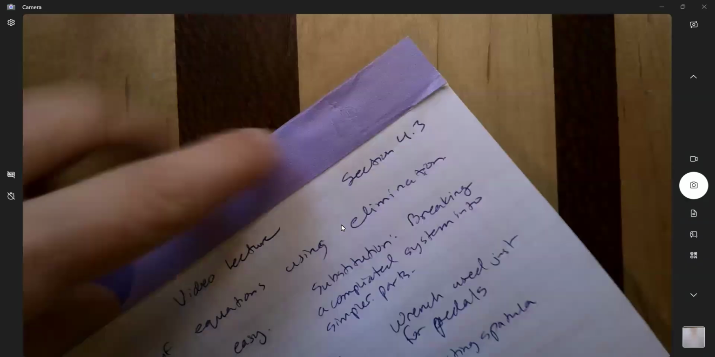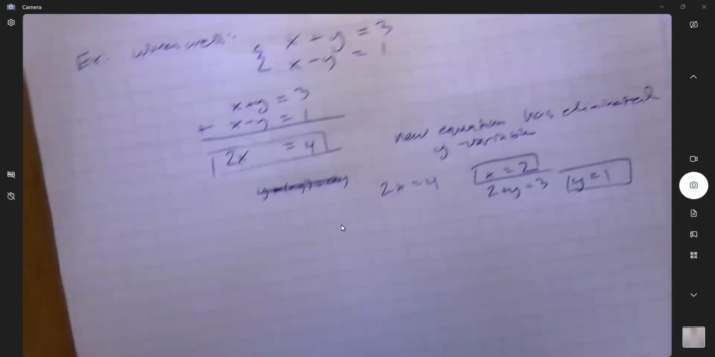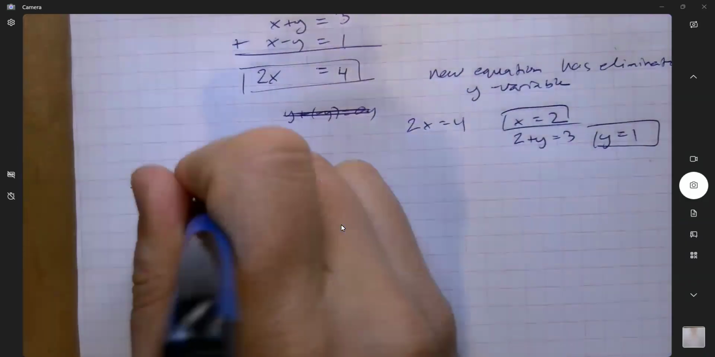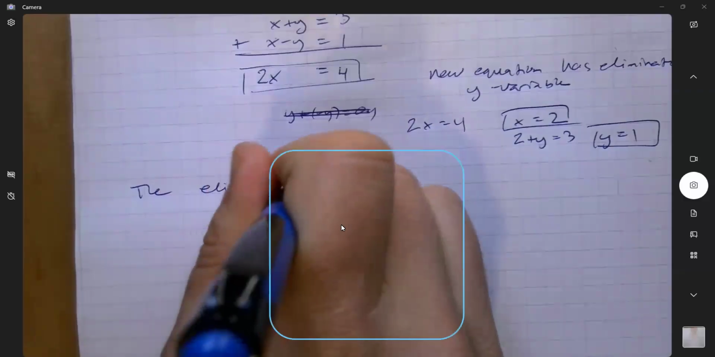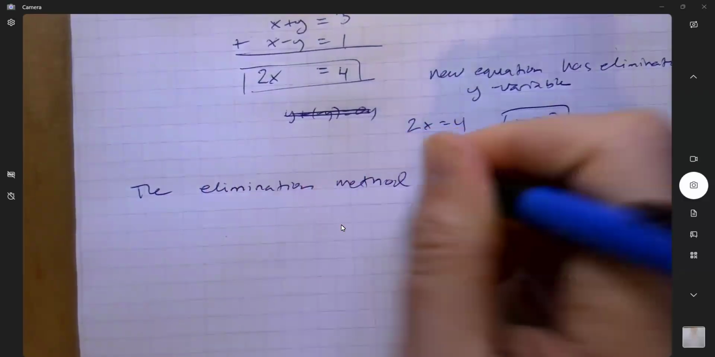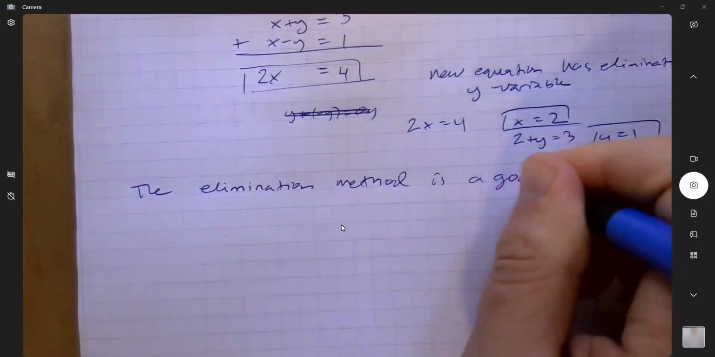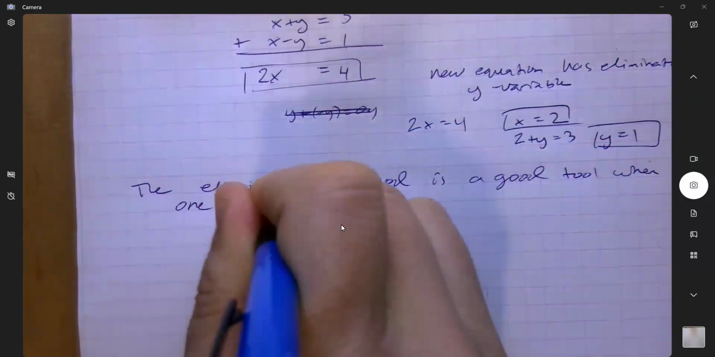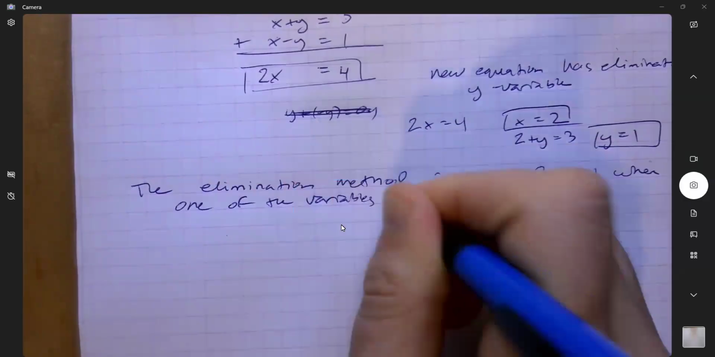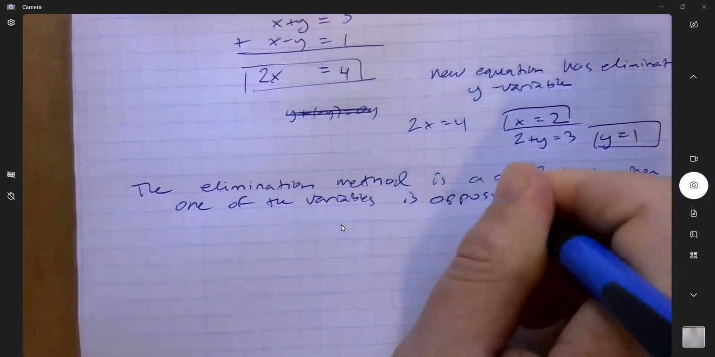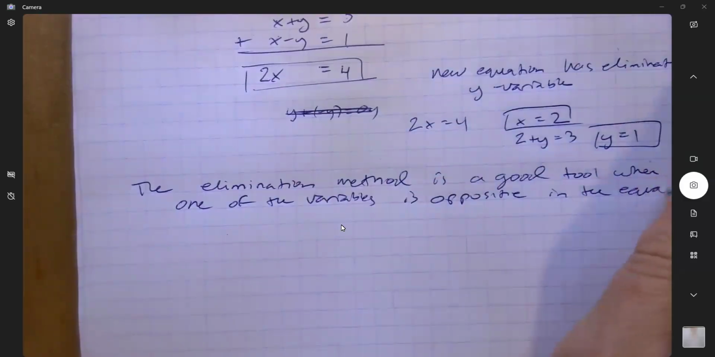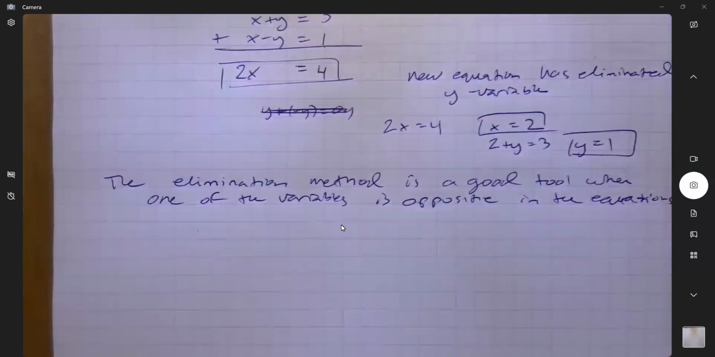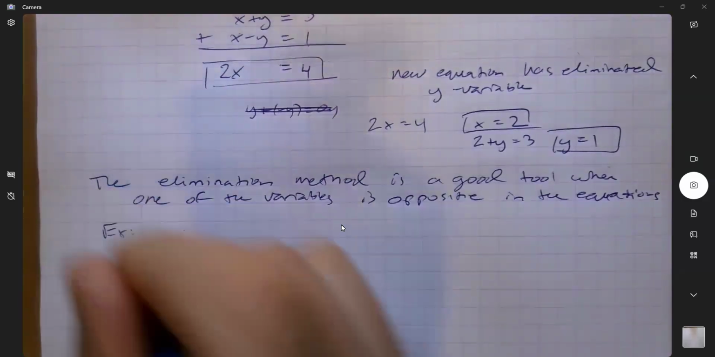The elimination method works, is a good tool. It's the perfect tool when one of the variables is opposite in the equations. If you don't have that, grab yourself a different tool. So here's another example where it works well.